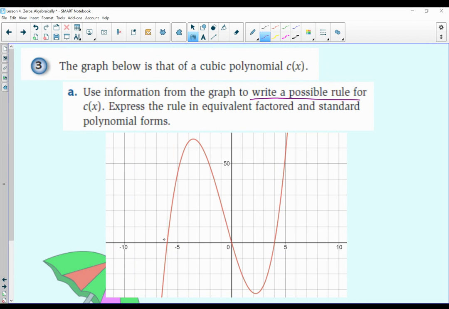Well, I need to start with the zeros again. And I have a 0 at -6, 0, and 4. And remember, these zeros are the x-intercepts. So that's why I'm saying these are my zeros. So x equals 0, x equals -6, and x equals +4.